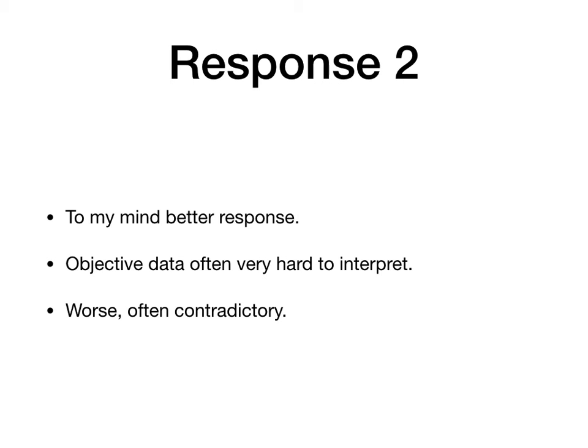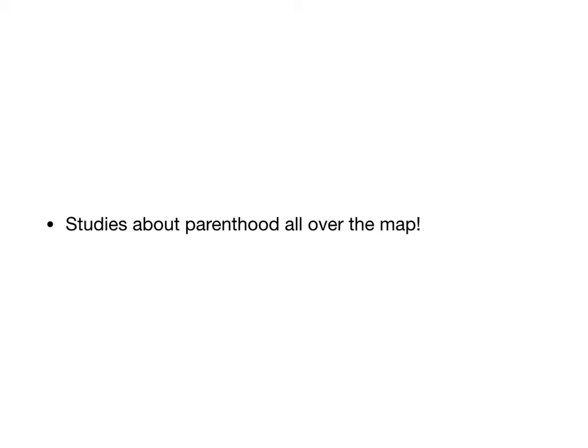Even in a lot of cases, there's not objective data about what option we should choose. My cancer treatment example was really artificial. It's very rare for any important choice that you get information that's that clear, right? When there is objective data, it's often very hard to interpret, and it's often contradictory, right? Think about parenthood. Studies about parenthood are all over the map.